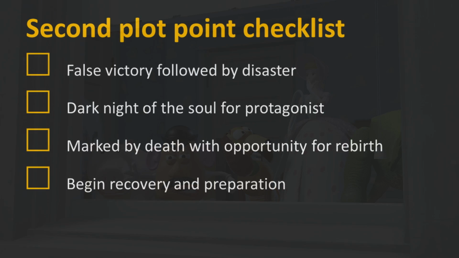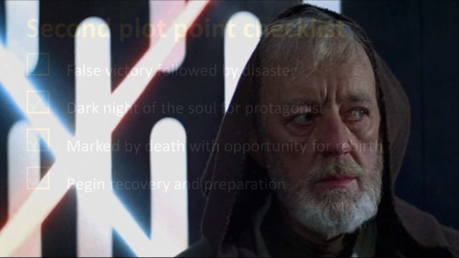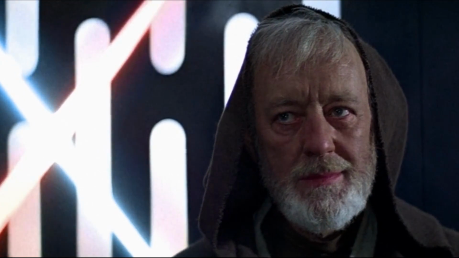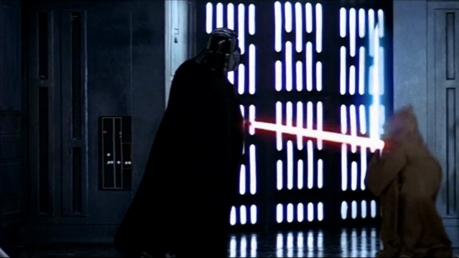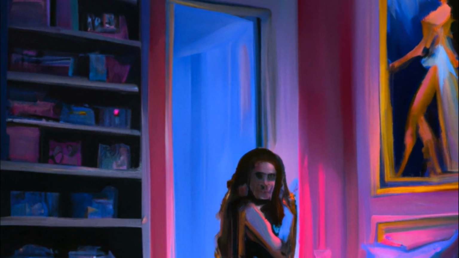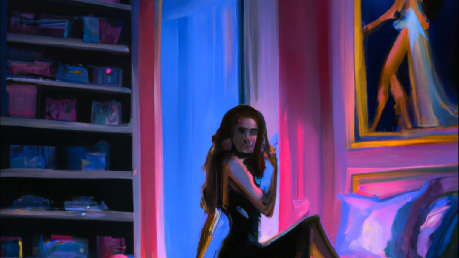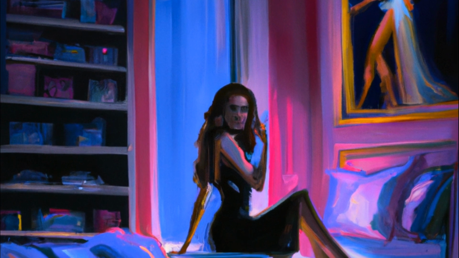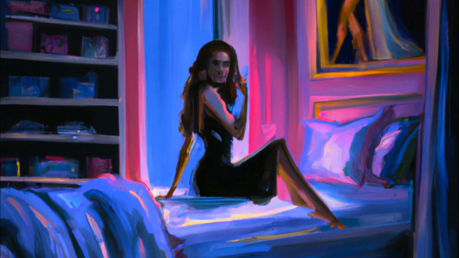The second plot point is usually a Pyrrhic victory for the protagonist, followed by disaster, often a death and a dark night of the soul. In Star Wars, this is marked by the death of the mentor figure, Obi-Wan, as the others escape the Death Star. The second plot point in Do Androids Dream is quite a messy one, but I'd place it when Rachel Rosen sleeps with Deckard and then reveals she's only done so to use his empathy against him. He'll now be helpless against the other androids, or so she thinks.